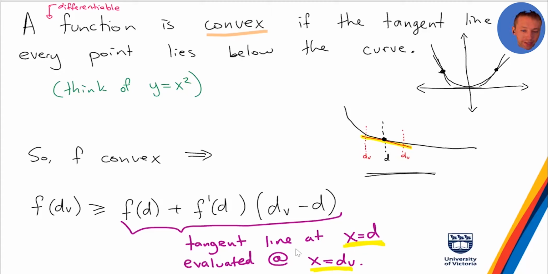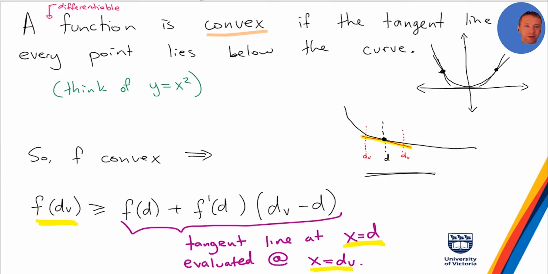Because we know that the tangent line lies below the curve, this is at most the value of f. And here I've got the derivative in this. This is how you compute tangent lines: evaluate the function at d, take the derivative at d, and then extrapolate from there with a dv minus d. Does this make sense? Okay.